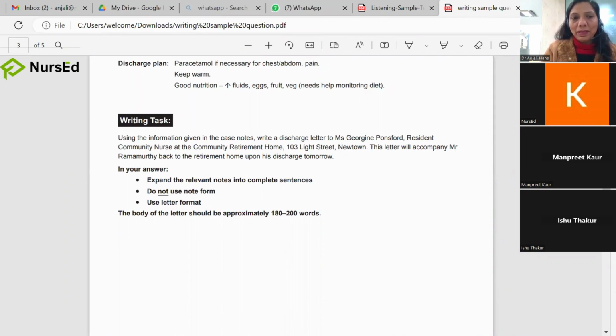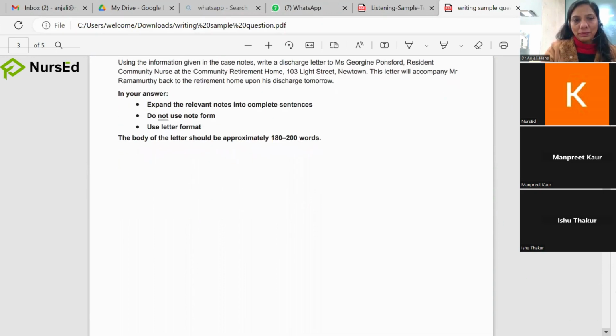So this letter will accompany Mr. Ramamurthy back to the retirement home upon his discharge. So the patient is Mr. Ramamurthy and you have to write a letter of discharge for him. And you are given all the information. And you have to use letter format, means block format. You must have heard it in your school days. Block format or semi-block format. I hope you all have heard about it.